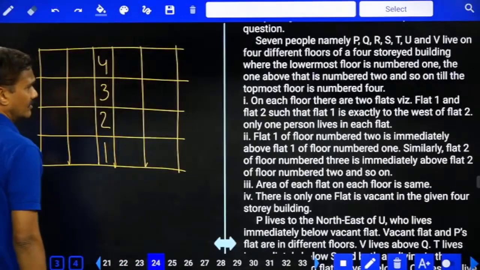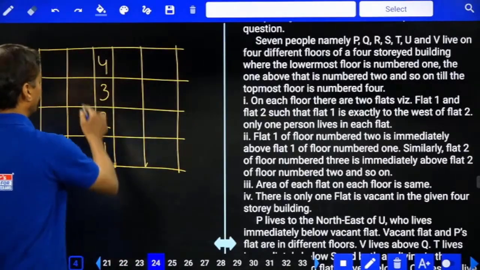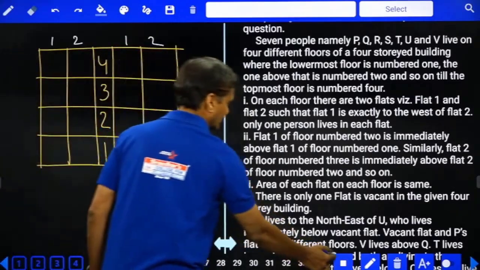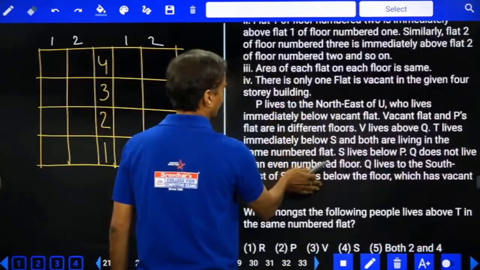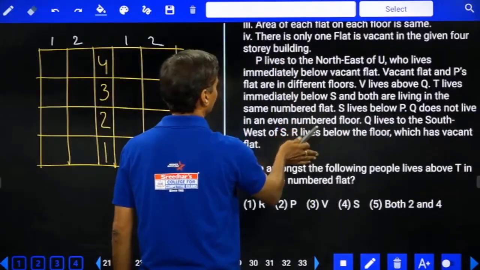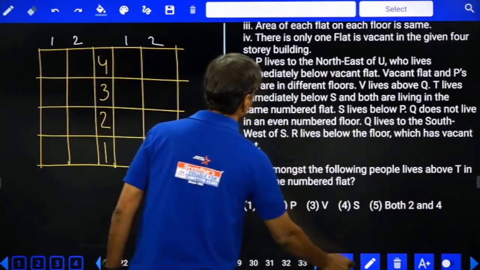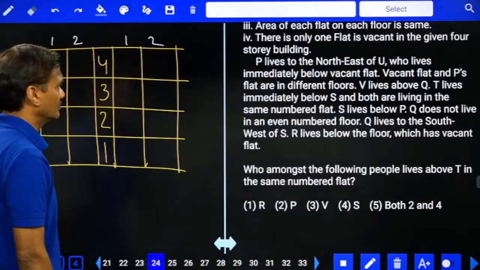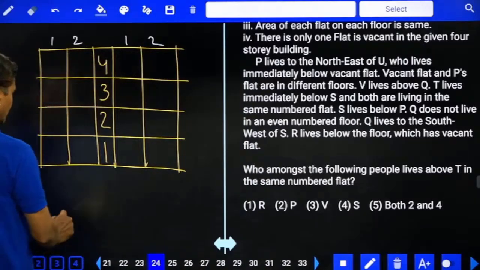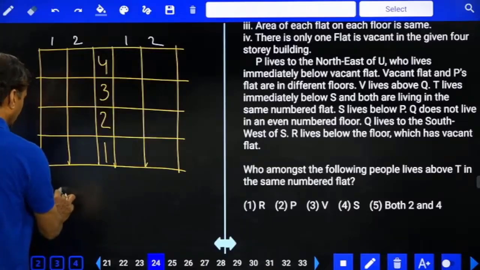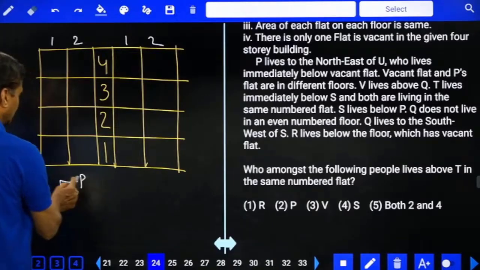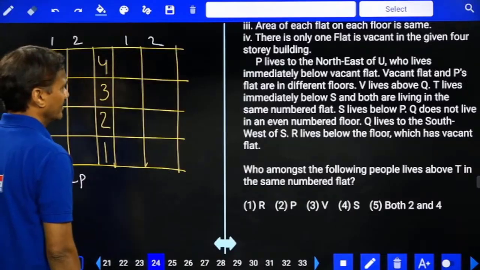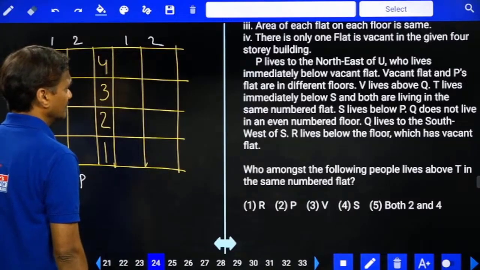Then flat 1 is exactly to the west of flat 2 is given. This is 1, this is 2. Flat 1 is exactly to the west of flat 2. Then next one. There is only one flat which is vacant in the given 4-story building. P lives to the northeast of U. P is to the northeast of whom? U is here. Then P will be like this. That means U is in the first flat and P is in the second flat. And P lives to the northeast of U.